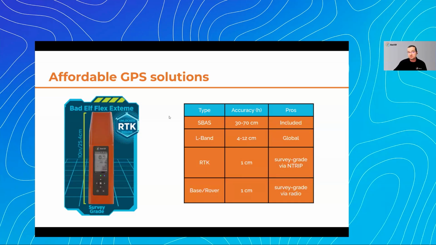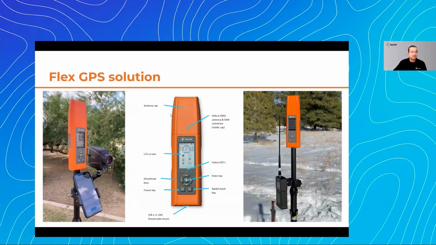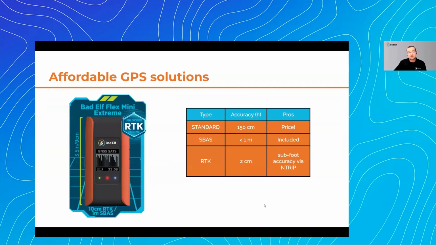We've got really two GPS devices. This is the Bad Elf Flex. If you need higher accuracy and a little bit more versatility, this is the one you want to go with. You can attach it to rangefinders. Maybe you need to collect the heights of trees. You can attach it to scanning software or radios if you're out off grid. This is our other GPS, the Mini.